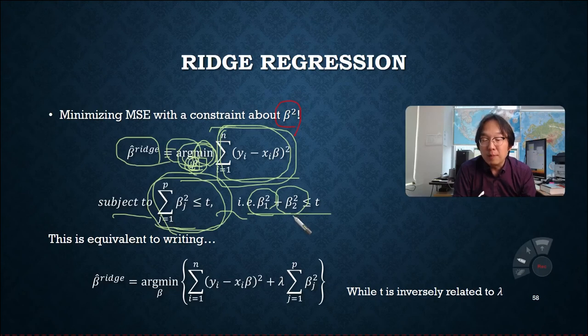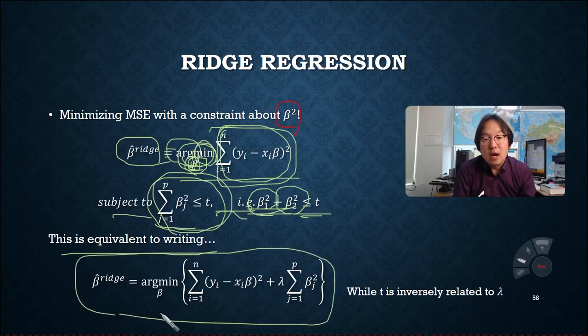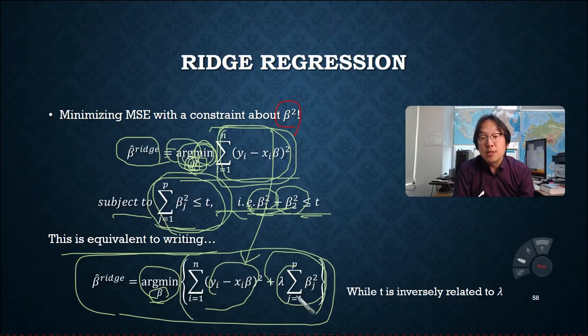Specifying the constraint like this, beta hat 1 squared plus beta hat 2 squared in the two-dimension setting, is equivalent to writing it like this: argmin over beta of the following, the least squares part, the same thing, plus lambda times the summation of beta j squared.